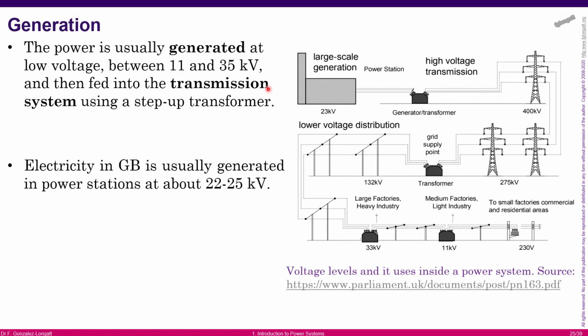Over here you can see it is around 23 kV at generation. Then we go for 400. We move the electricity for several miles. Then we reduce to 275. Then we go to substations. High voltage distribution substations go to 132, then 33, then 11, and finally we reach home with 230.